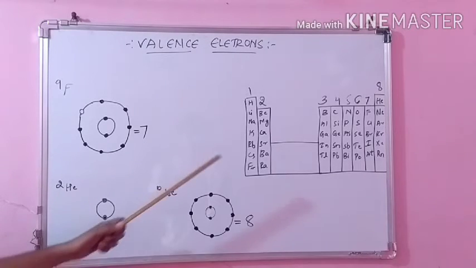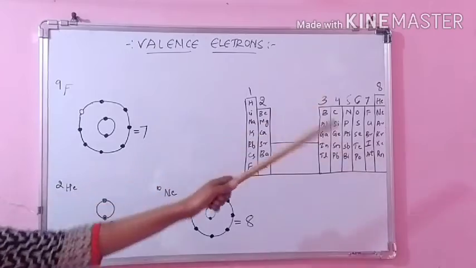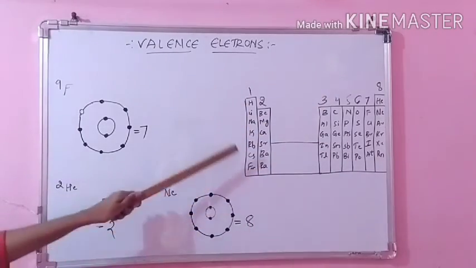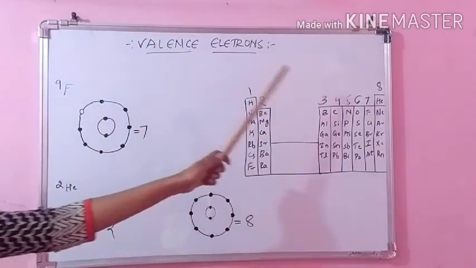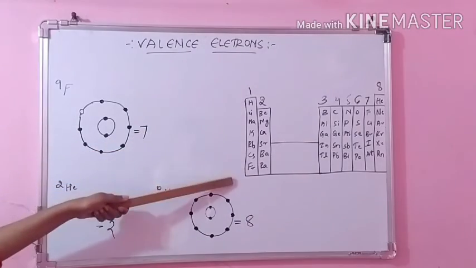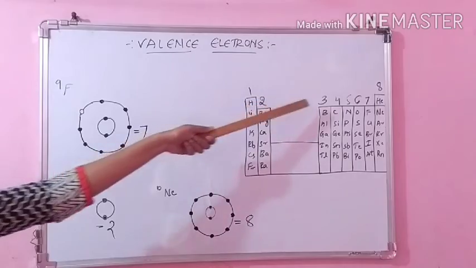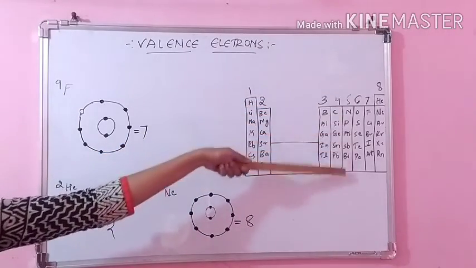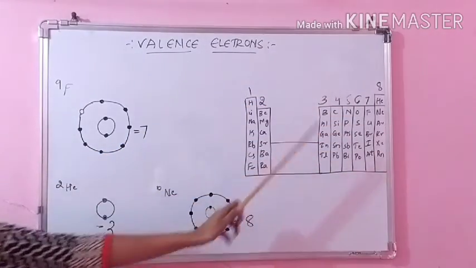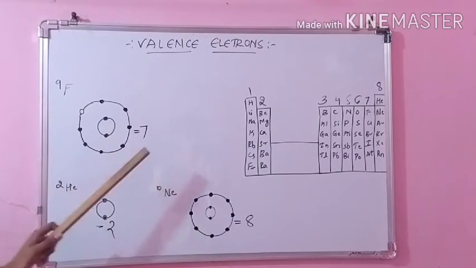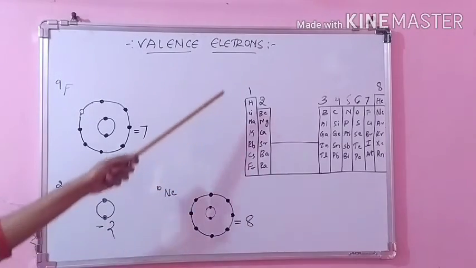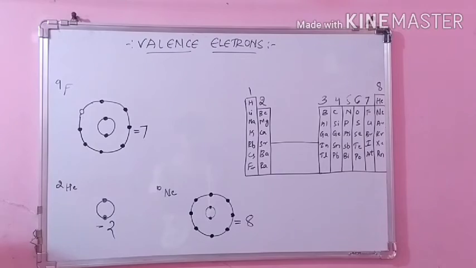So now you can easily find the valence electrons. If you know which element is in which column, then you can easily find the valence electrons. Once again I am summarizing all. For the first column, the valence electron count is 1. For this column, it is 2. For these columns it is 3, 4, 5, 6, 7 and 8. The only thing you need to know is which element lies in which column. Then you can easily tell the number of valence electrons.